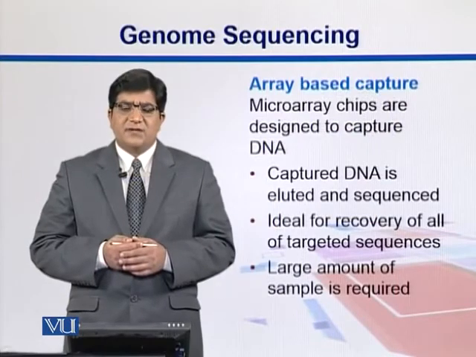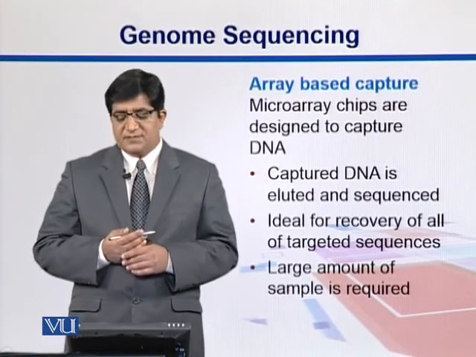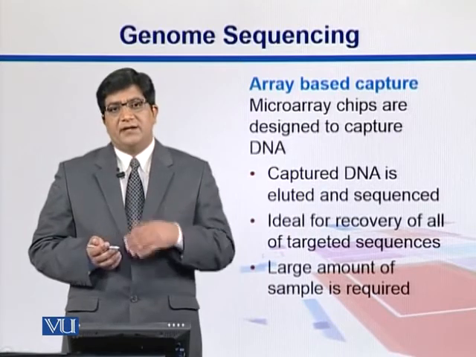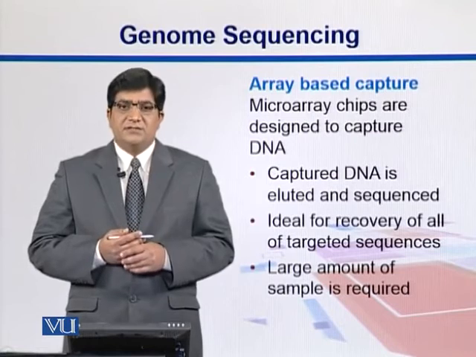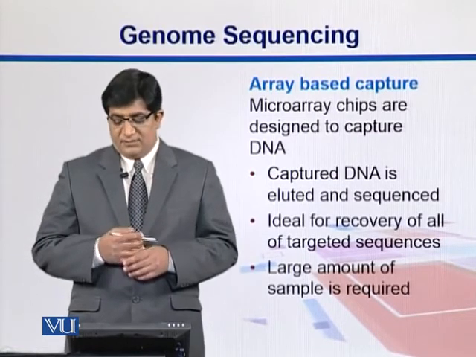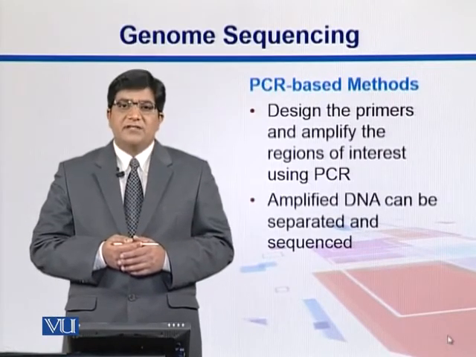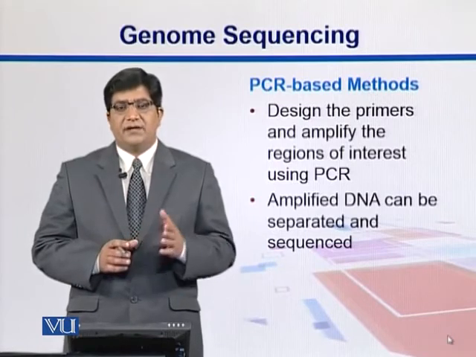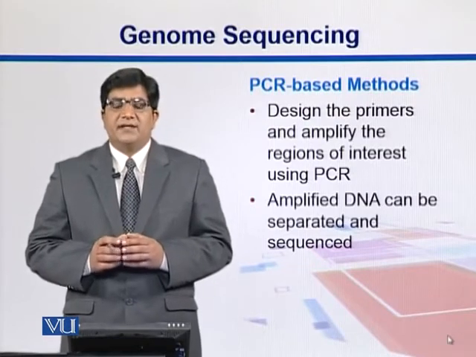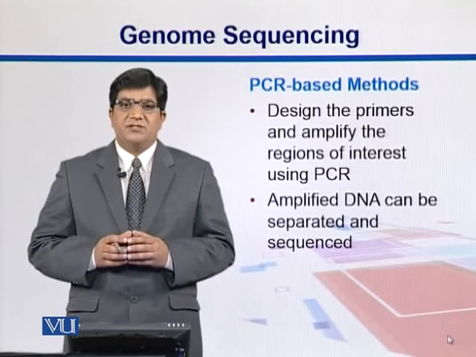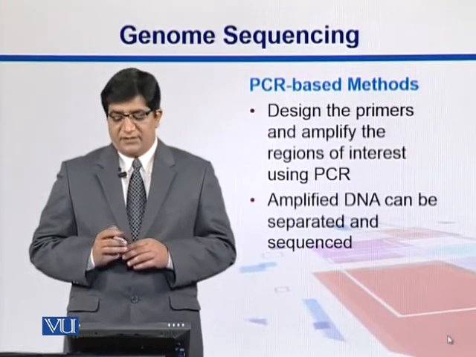We can also design special microarrays, and with the help of those microarrays we can capture our genes of interest. We can capture DNA, and then that DNA can be extracted. It is good for recovery of all targeted genes, but the drawback is that we need a large amount of sample. In PCR-based methods, we design specific primers against the genes of interest and then amplify those regions. Once we amplify them, we can get those fragments out and submit them for sequencing.